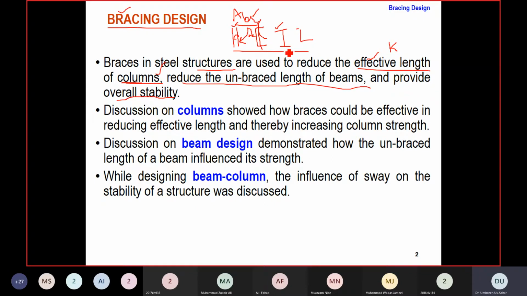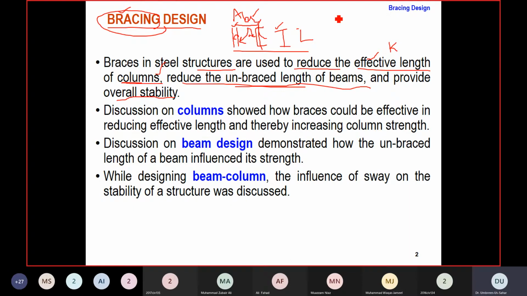Once we say that we want to reduce the effective length of any column, then you need a proper bracing design for that. Bracings are the structural components in steel frames, or in any type of structure, that are used to reduce the effective length of columns. If we talk about beams, the unbraced lengths of the beam can be reduced by providing bracings within the beams.